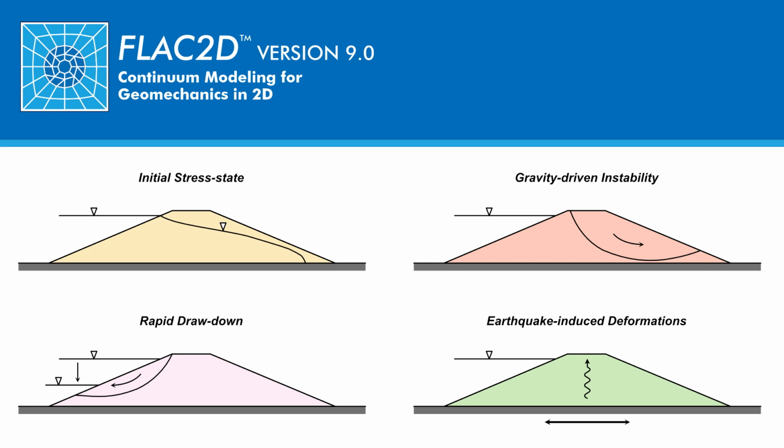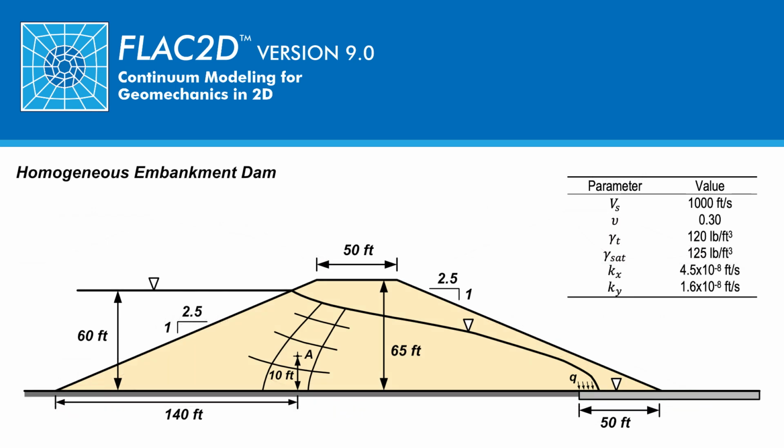Subsequent applications of this analysis are varied. With this initial analysis conducted, more complex analyses of the embankment with FLAC2D are possible. A few examples are provided here: gravity-driven instability, rapid drawdown, and earthquake-induced deformations. Let us revisit the problem.